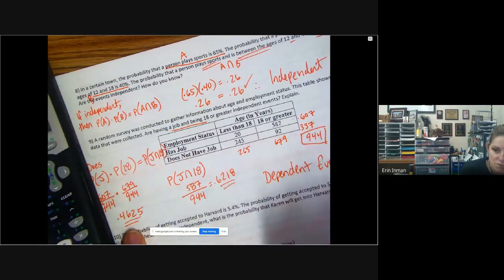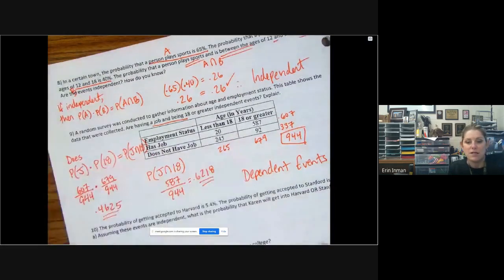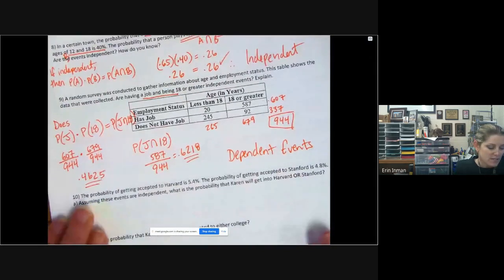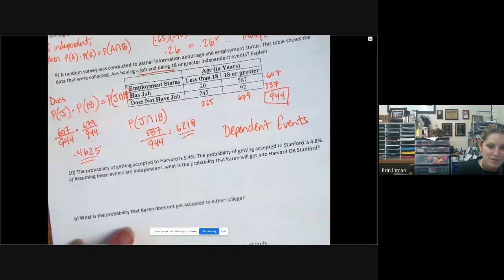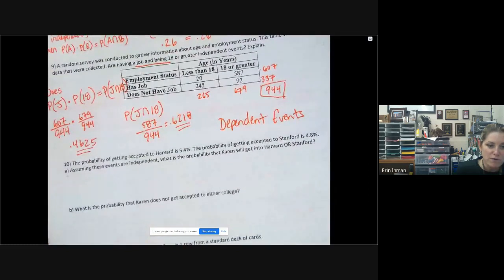Which kind of makes sense. Most people are going to get a job after they become 18. So as we look at this, these are dependent, and that's how we can statistically show this. All right. Another one, and kind of bring it back here full circle. Probability of getting accepted into Harvard, not great, 5.4%. Probability of getting accepted into Stanford, even less, 4.8%. So assuming these events are independent, meaning that getting into one is not going to affect your admission to the other, what's the probability that Karen will get into Harvard or Stanford?